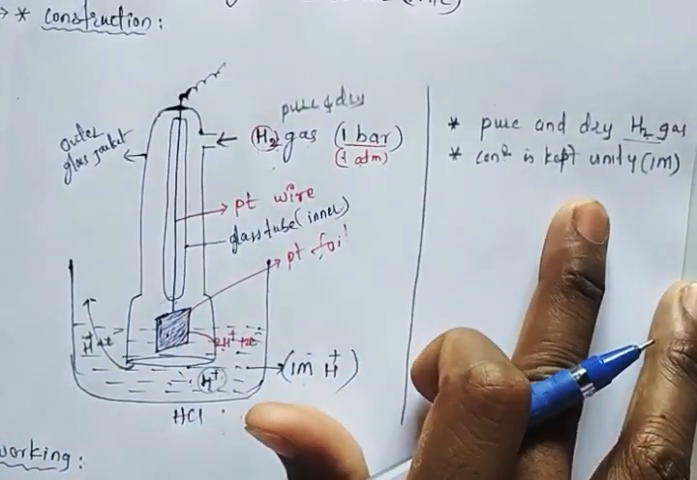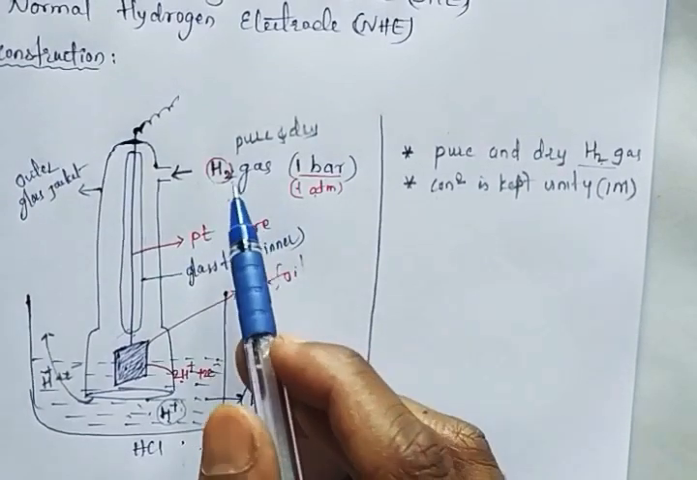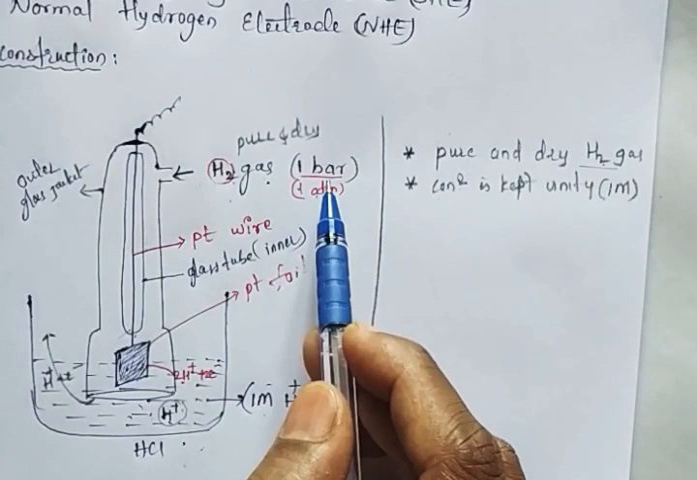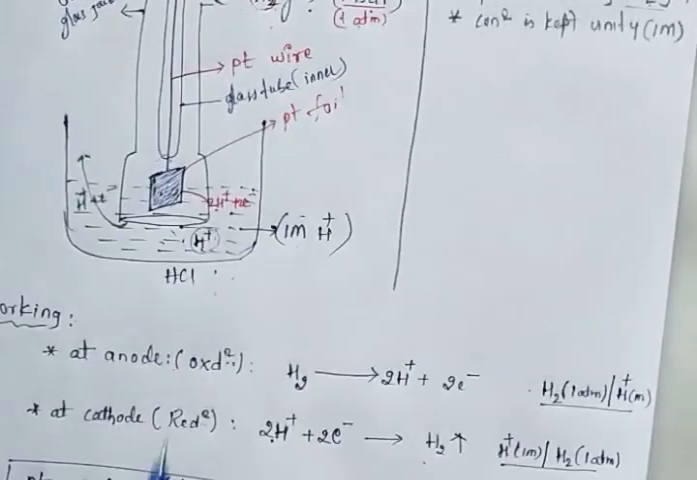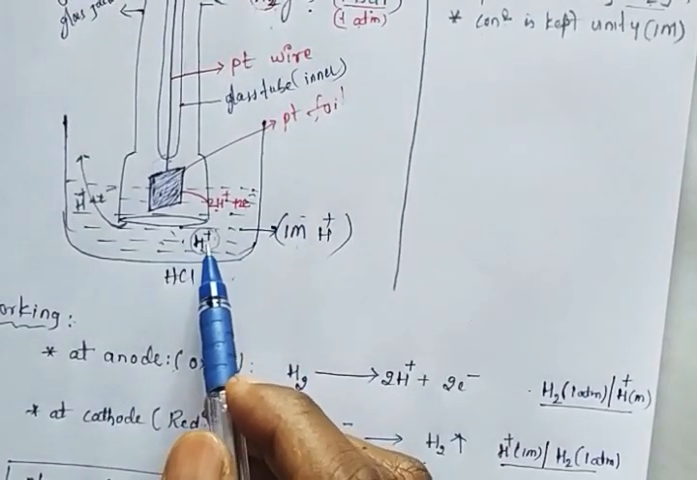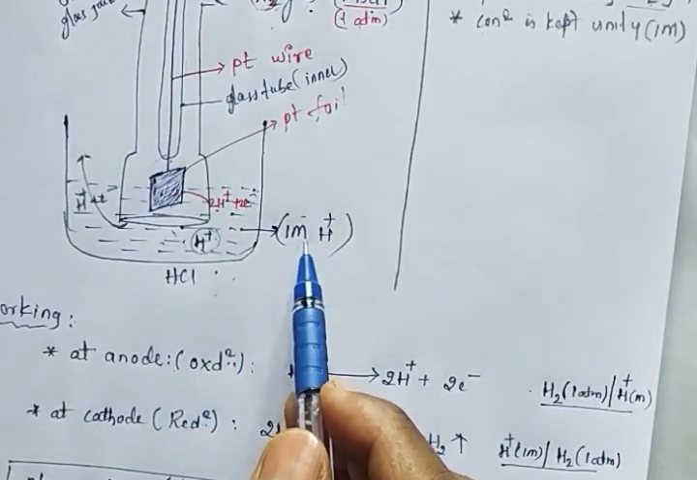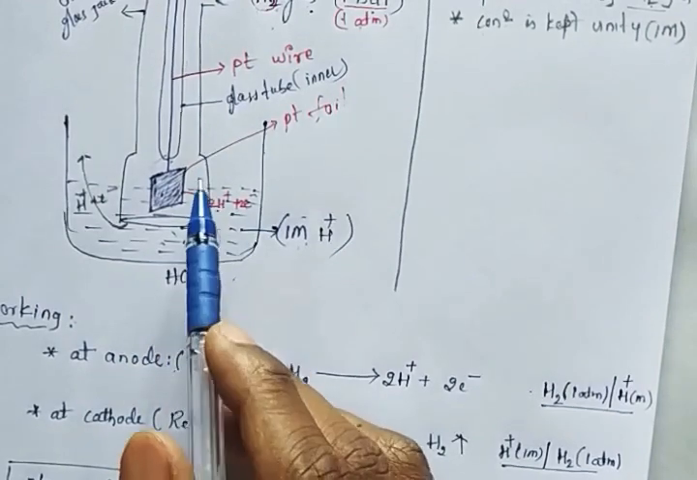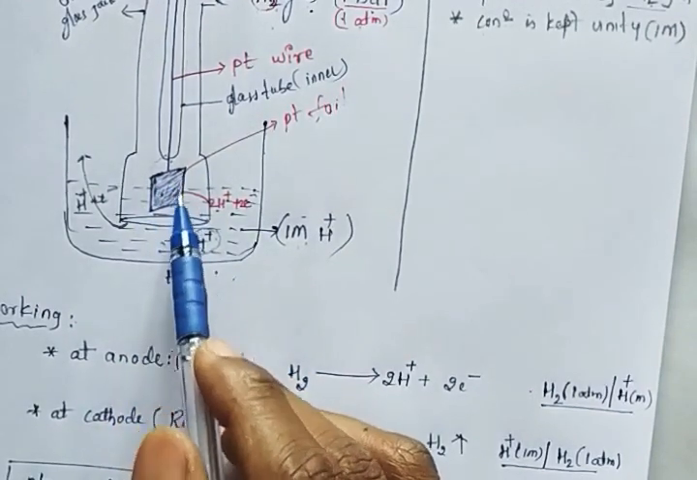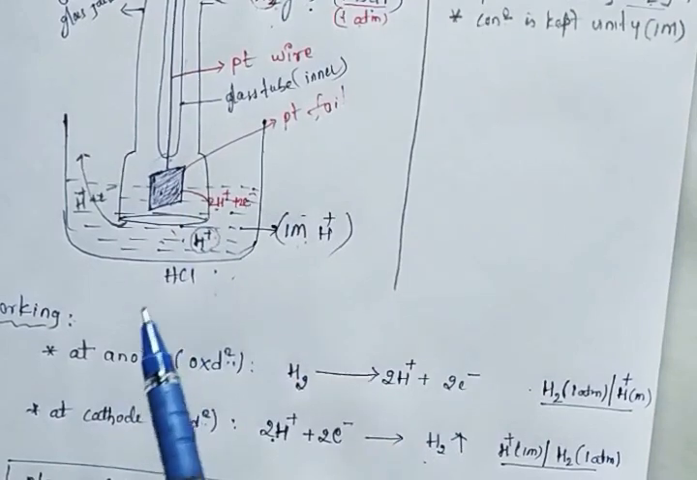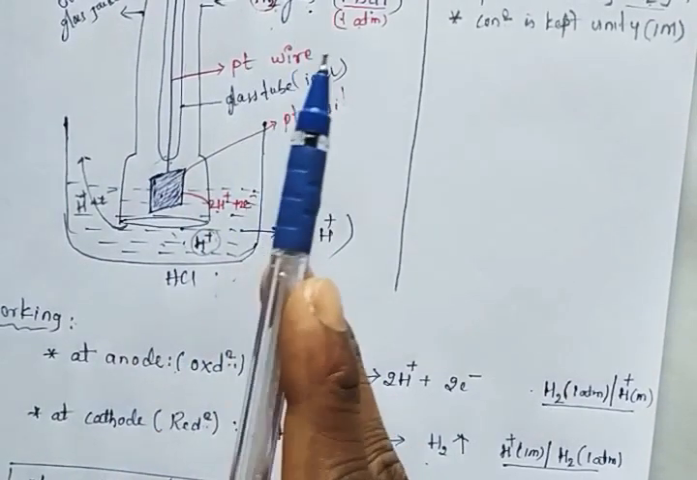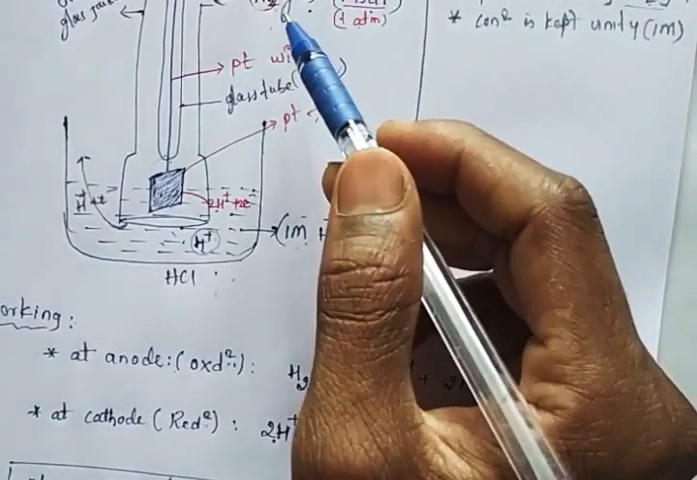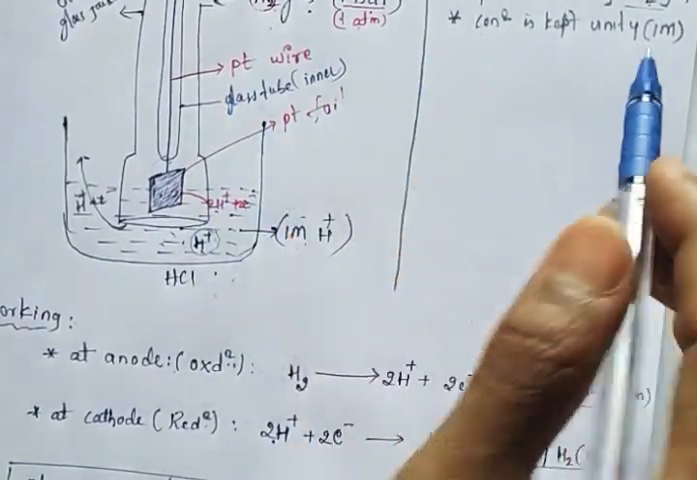And some conditions. The hydrogen gas passed must be pure and dry and it is continuously passed at 1 bar pressure. The second condition is the solution must be unit molar. That means 1 molar. It must be kept at unit concentration. And this surface becomes poisoned in the presence of trace amounts of impurities. Therefore, pure dry hydrogen gas must be passed. Or else, this gets poisoned and we cannot get the results.